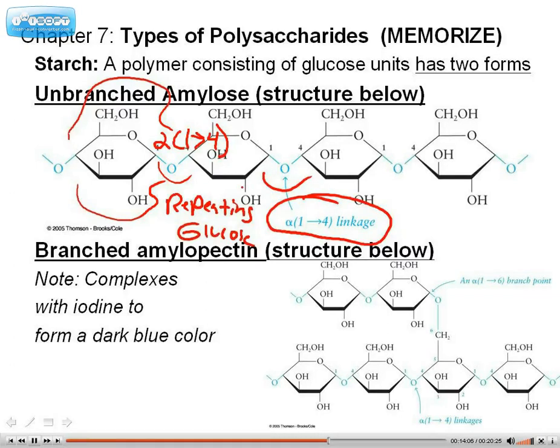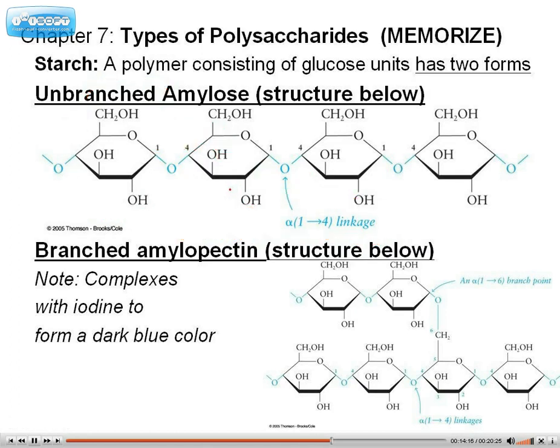I may ask you to write 3 or 4 glucose units in the polysaccharide, or I'll just leave it up to you to decide. And I'll be looking for 3 or 4. Again, these extend out thousands, but you only have to write 3 or 4.